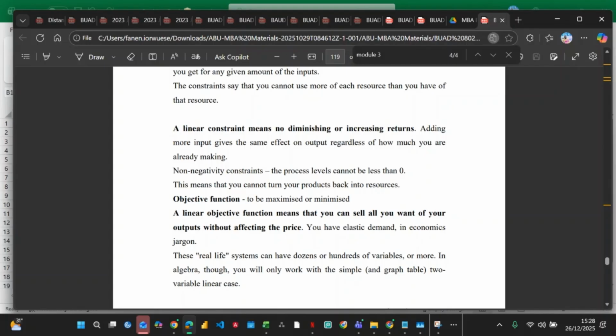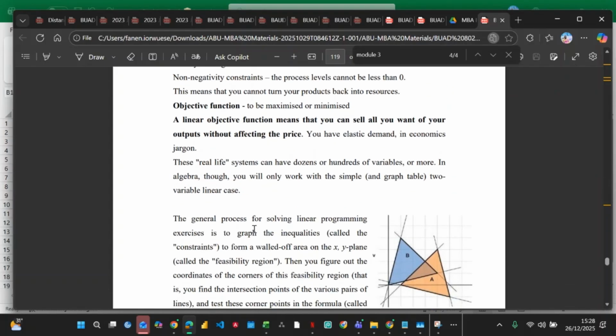Now what we need to do is formulate the objective function for the problem, using our variables. We use it because we want to minimize the cost. This function is used to be minimized or maximized. A linear objective function means you can sell all you want of your output without affecting the price.